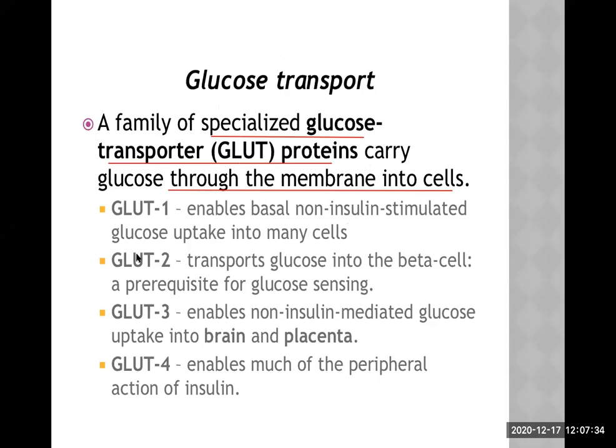Now the important types of glucose transporter. There are so many different types, okay? But these are the important types of glucose transporter. They are GLUT1, GLUT2, GLUT3, and GLUT4. Now, where are they present and what are their functions? GLUT1 enables basal non-insulin stimulated glucose uptake into many cells. Non-insulin stimulated glucose uptake means we don't need insulin for the entry of glucose into the cell, okay, through GLUT1.